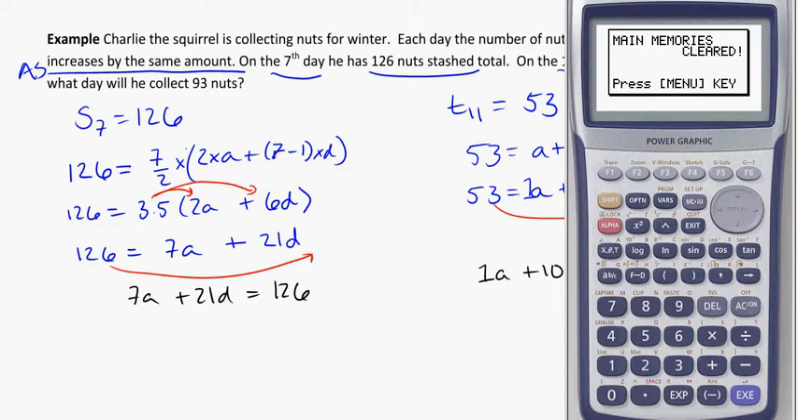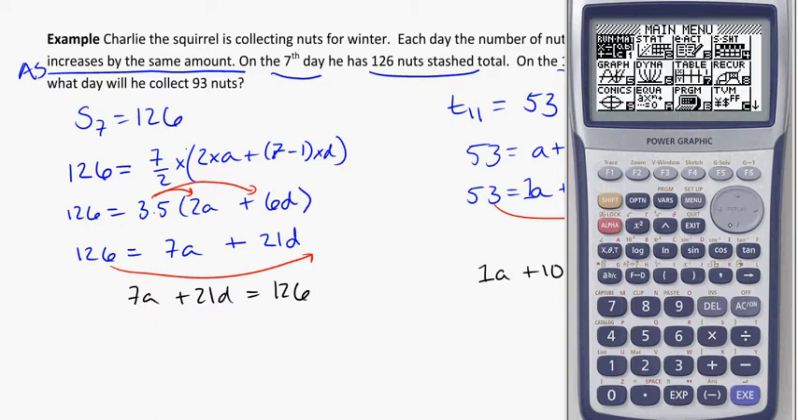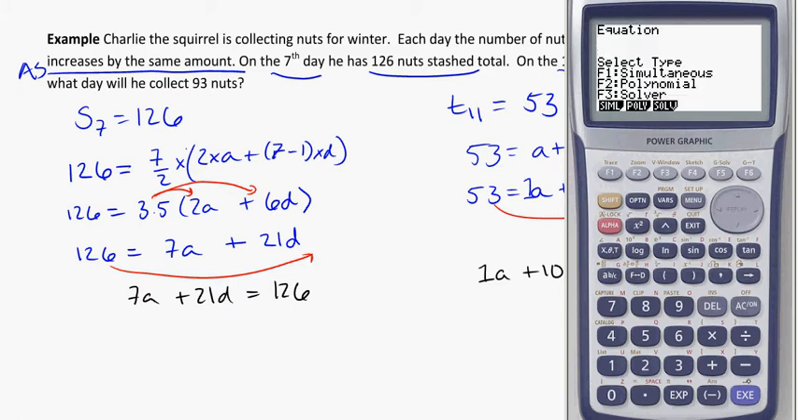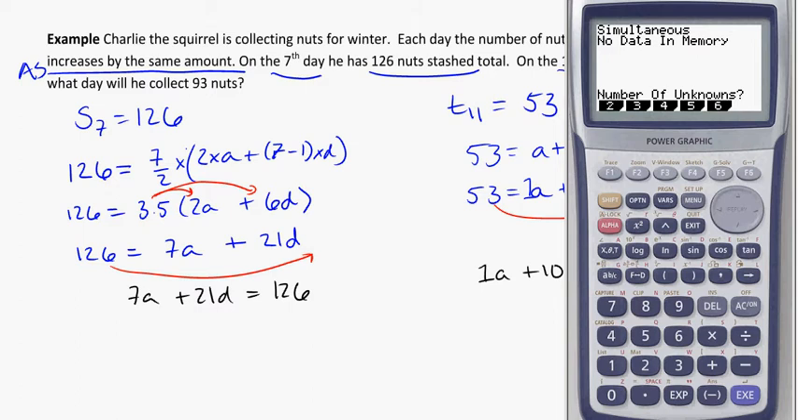So, going from our menu, hitting equation, and we're going to use simultaneous equations. Again, there's two things we don't know. There's an A and a D we do not know, so we're going to use 2. And we're going to put the numbers in exactly in the order that we see them, 7, 21, and 126. So 7, 21, 126.